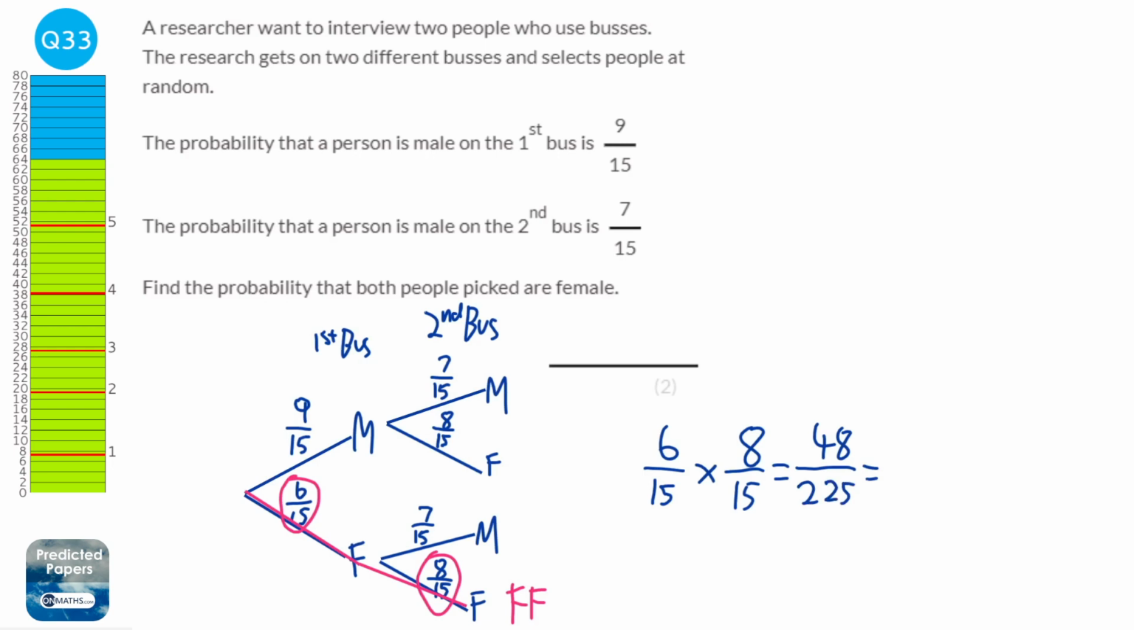Now you can actually cancel that down. So what you can do is you can divide top and bottom by 4, and that will give you 16. Is it 4? No, you can divide top and bottom by 3, and that would be 16/75. So either 48/225 or 16/75.